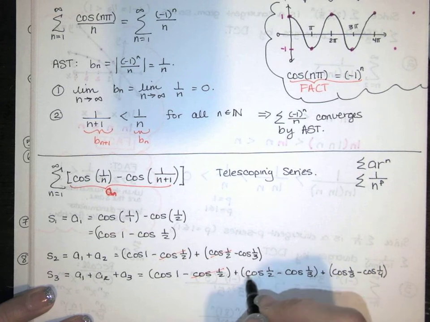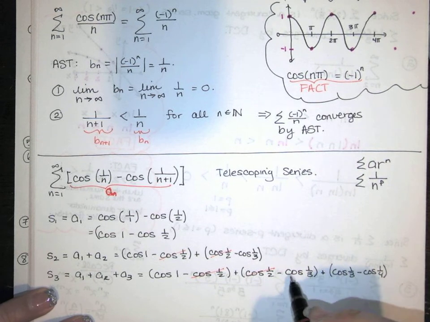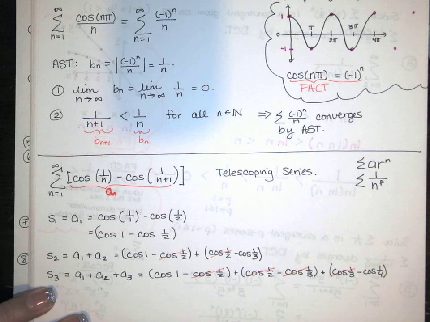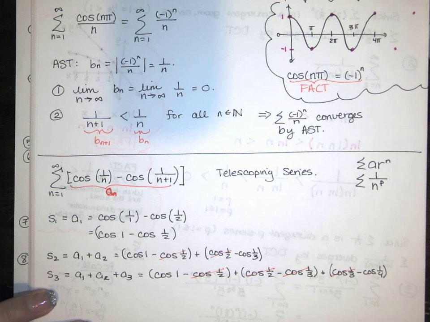So these guys are the same but with opposite signs, so they reduce. These guys are the same but with opposite signs and they reduce. So I end up with two terms again. So I think we're ready to write down our nth partial sum.